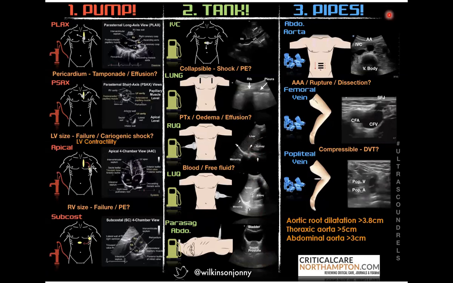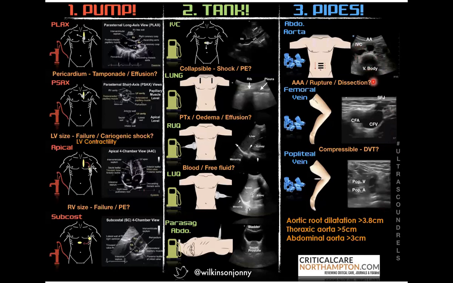Okay. Third is your pipes, to look at your aorta. So your aorta, to see if there's any aneurysm or any dissection, whether there is a presence of intimal flaps, which are hyperechoic things within your vessel. So here includes the cutoff point where you determine whether it's dilated or not. For aortic root it is more than 3.8, thoracic aorta is more than 5, and your abdominal aorta is more than 3 cm. You evaluate your aorta.